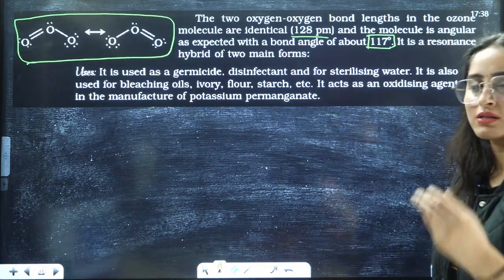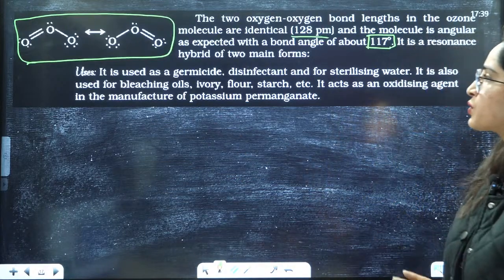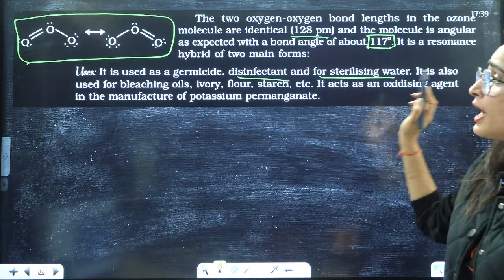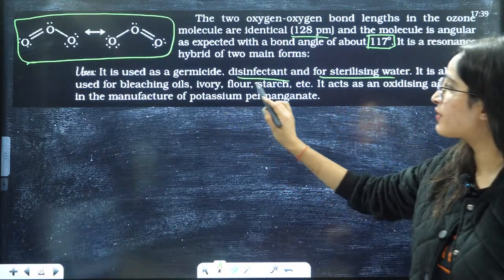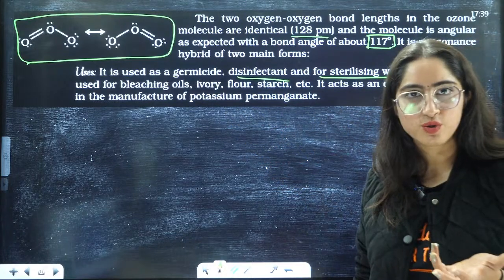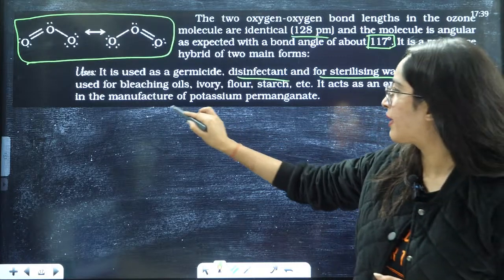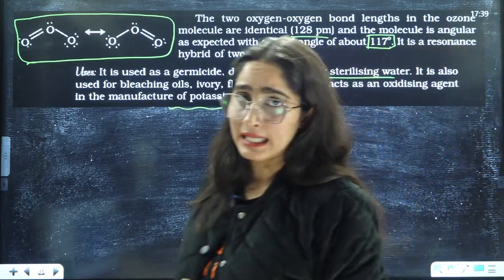Now its uses, like infinite uses. It is used as a germicide, disinfectant for sterilizing water. It is also used in bleaching oils, ivory, flour. These are artificial ozones we are talking about. It acts as an oxidizing agent in the manufacture of potassium permanganate.